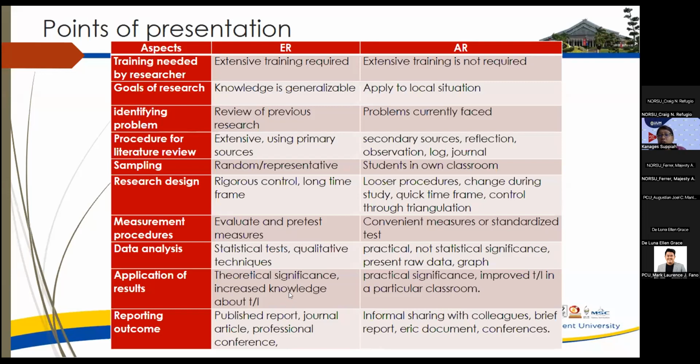Here we need theoretical significance. Here's more about practical significance. And as many of you highlighted, the aim is to improve the teaching and learning process in the classroom. And then here we report it in an academic journal following the structure of that format.